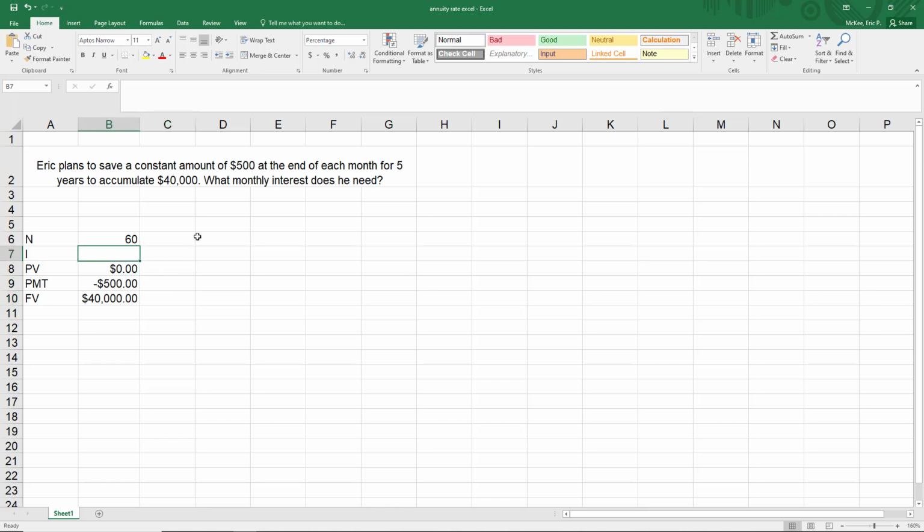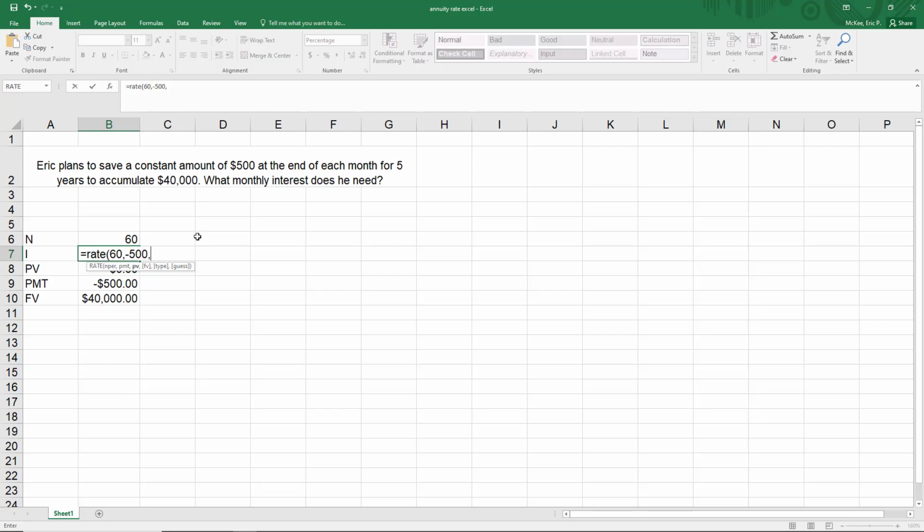Now I go to cell B7 next to interest rate and type equals RATE. Open parentheses, and Excel displays the parameters we need to put in to this function. First parameter is NPER, which stands for number of periods. We had 60 months in this 5-year period, 60 payments in this annuity. Payment is next, PMT. We're going to put in our payment, which is 500. I'm going to make sure it's negative 500.